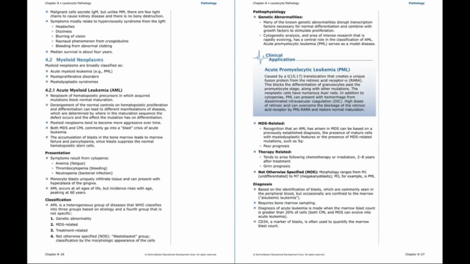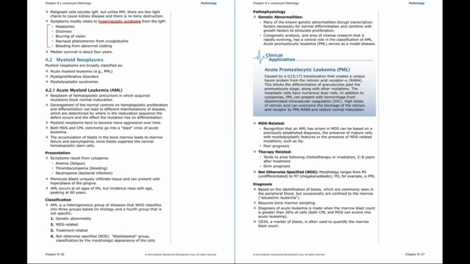The symptoms from this disease, then, mostly are related to the hyperviscosity from the marked elevation of IgM. Hyperviscosity syndrome presents with headaches, dizziness, blurring of vision. There may be Raynaud phenomenon from cryoglobulins, and there may be bleeding if the IgM interferes with clotting mechanisms. Median survival is about 4 years, and there's no specific treatment.